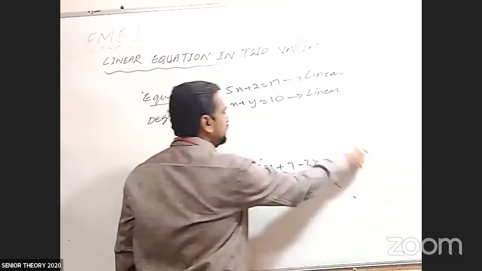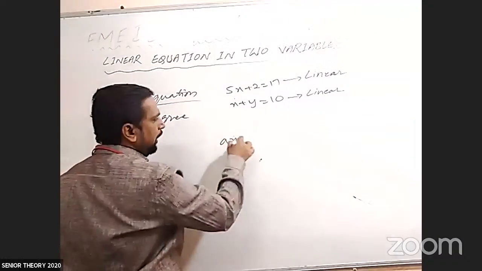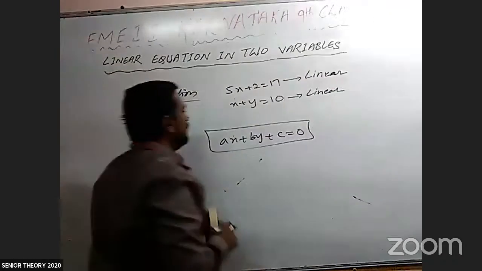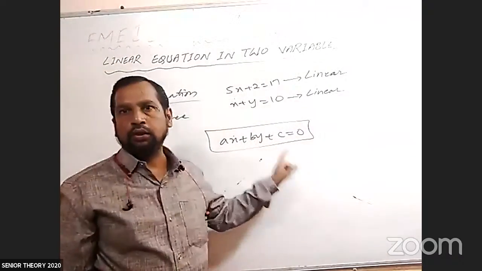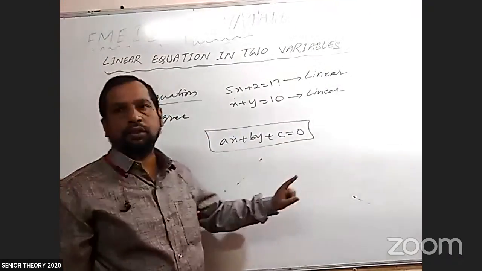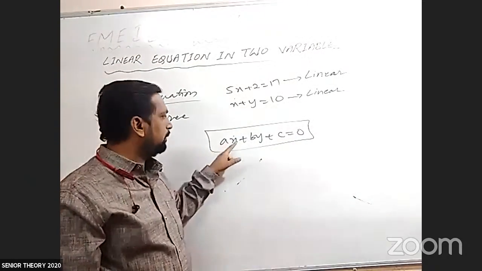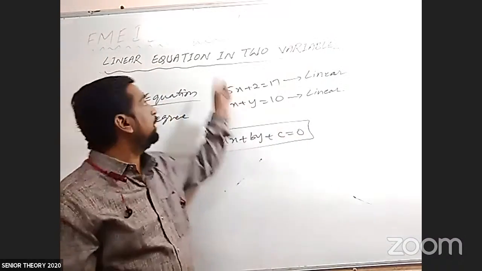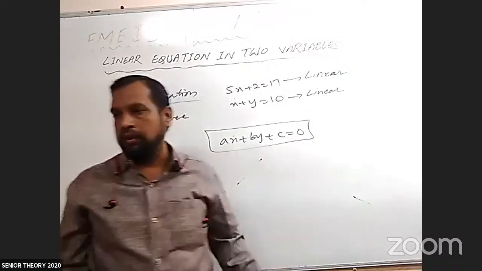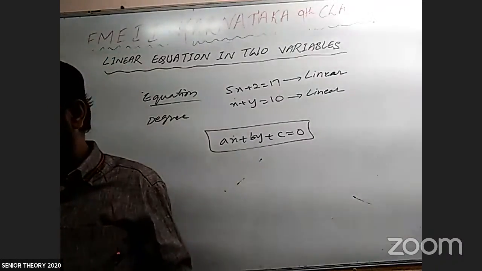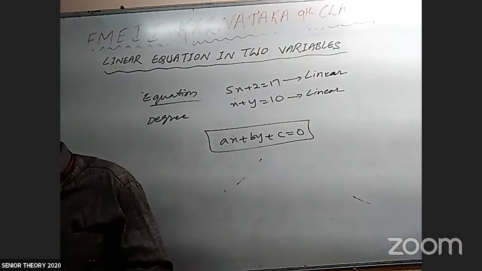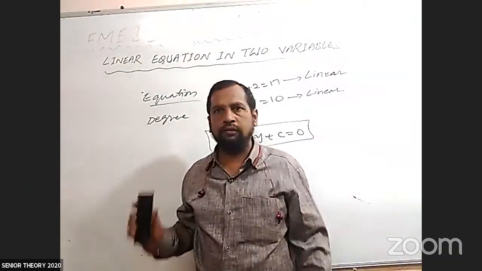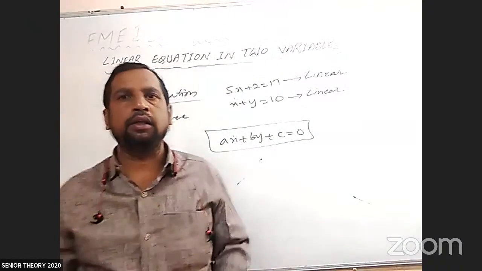Any equation that can be written in the form ax plus by plus c equal to 0, only then do we say it is a linear equation in two variables. You have to remember, if an equation is written in the form ax plus by plus c equal to 0, then only we say it is a linear equation in two variables. So now we will start the chapter on linear equations. Now we solve some examples. I hope all of you are clear about the meaning of equation and linear equation in two variables.